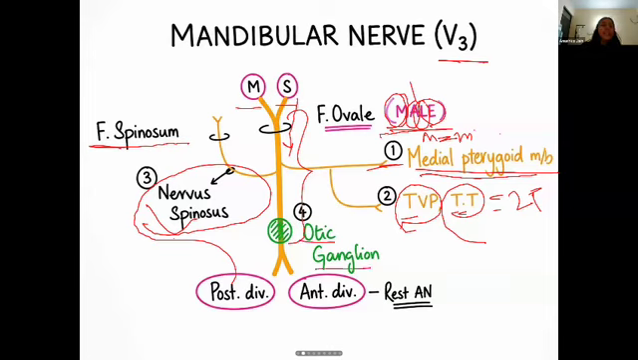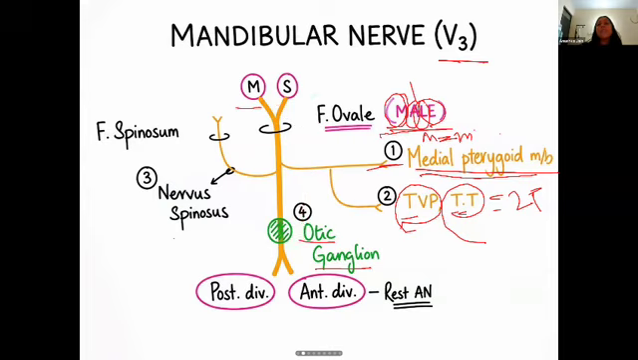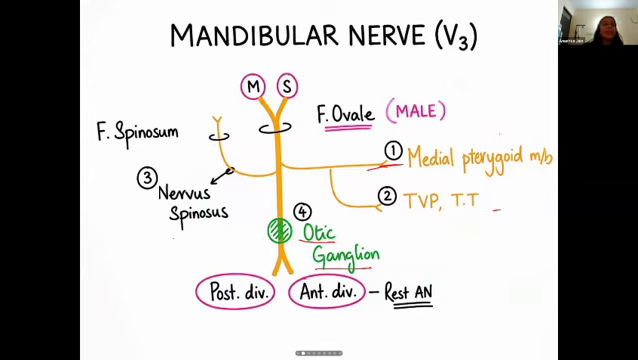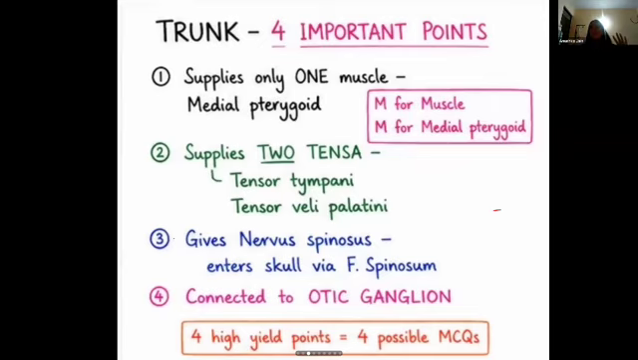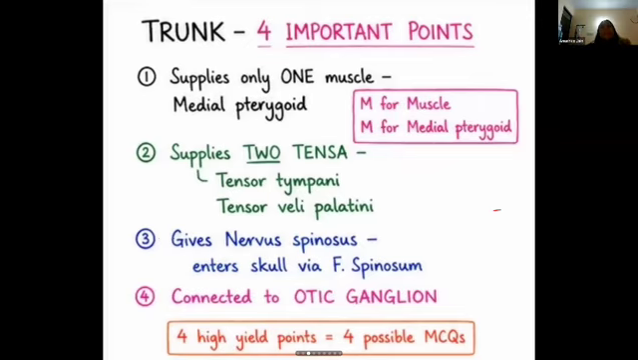Later on, the trunk is divided into two divisions. One is your anterior division and second is your posterior division. But before moving on to the anterior and posterior division, I just want you all to revise this once again so that you will remember it in your NEET exam. So the trunk supplies only one muscle, that is medial pterygoid muscle. M for muscle and M for medial pterygoid. It supplies two tensors, one is tensor tympani and another is tensor veli palatini.